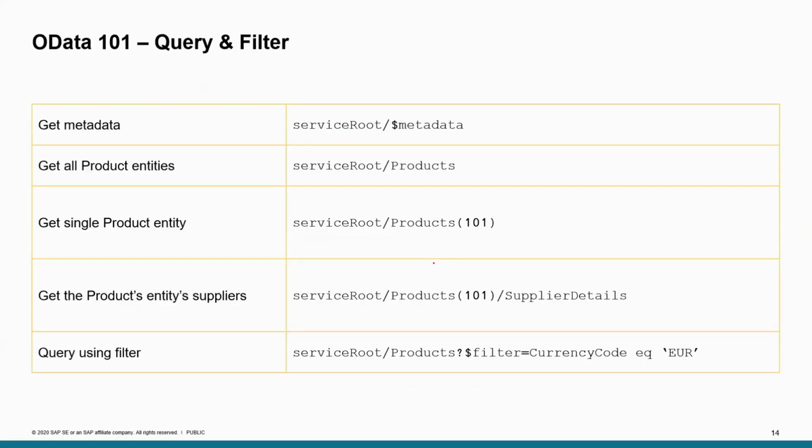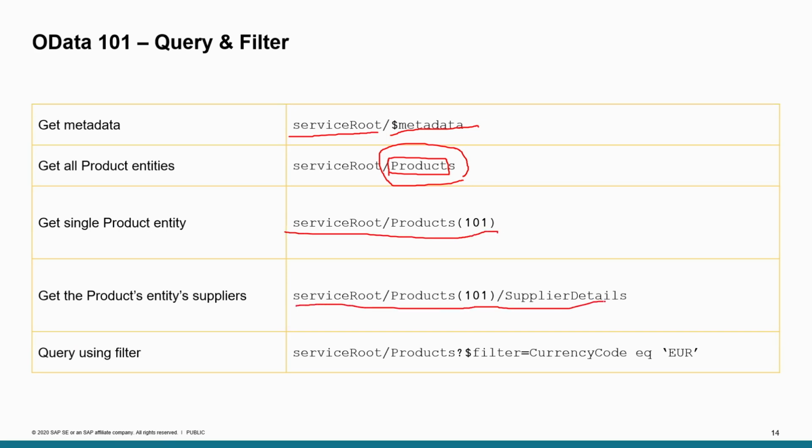And here are just a few examples of how you can query the OData. So imagine the service route is your root path of the service, and you can use the dollar metadata to query the metadata. Product here is an entity we have been talking about before. This is the entity set. You can use this kind of URL to get all the product entities. You can use this kind of URL to get a single product, and you can use this kind of URL to get a single product's related navigation properties. So this 101 is the primary key.